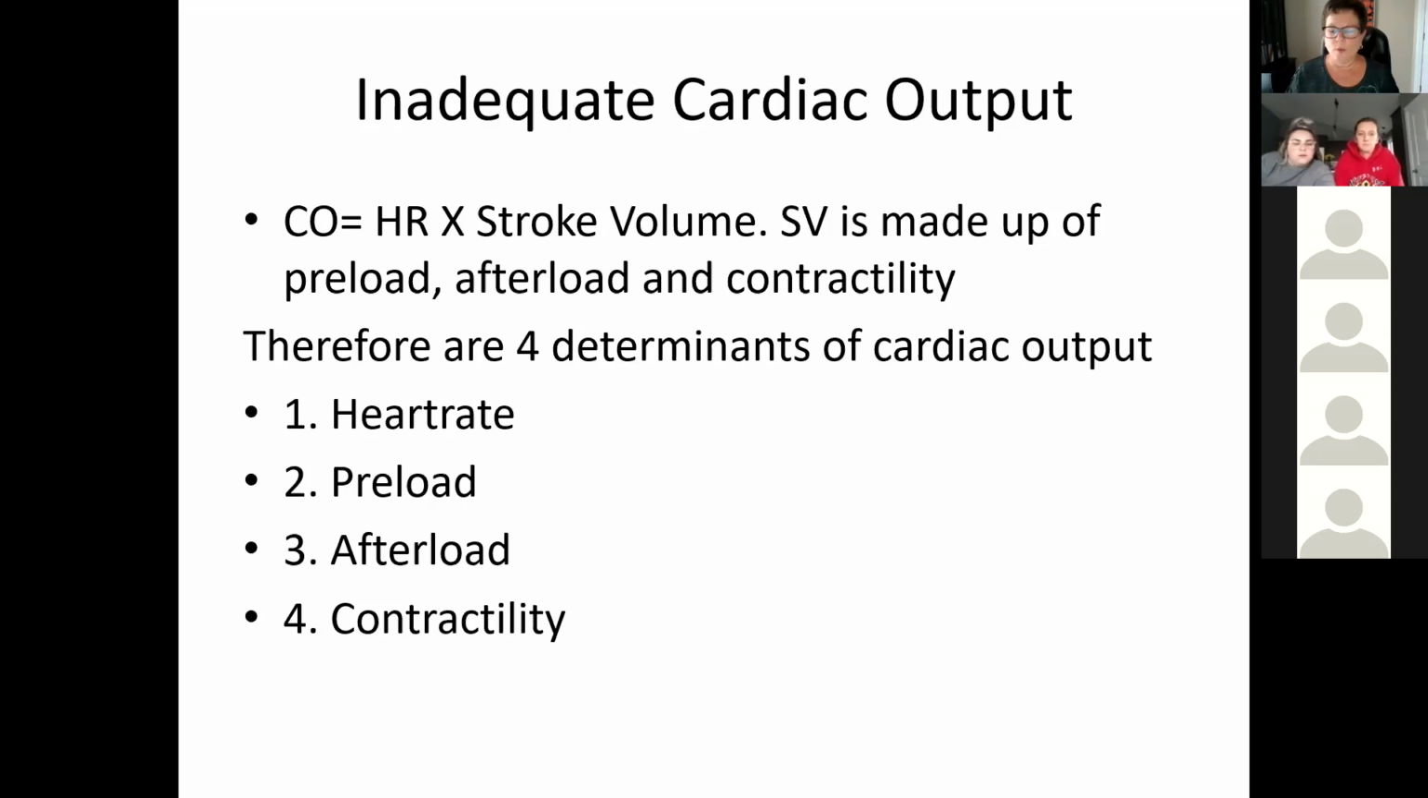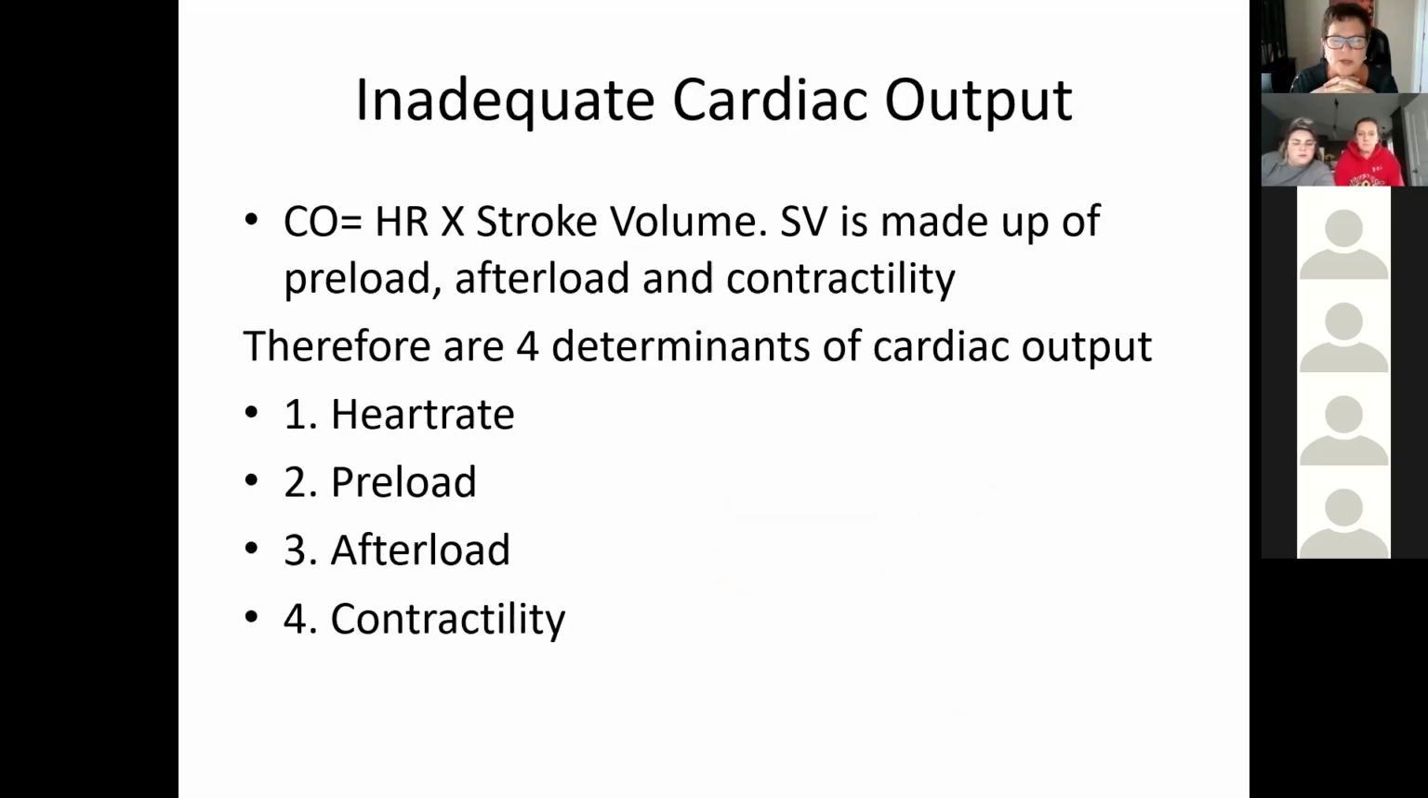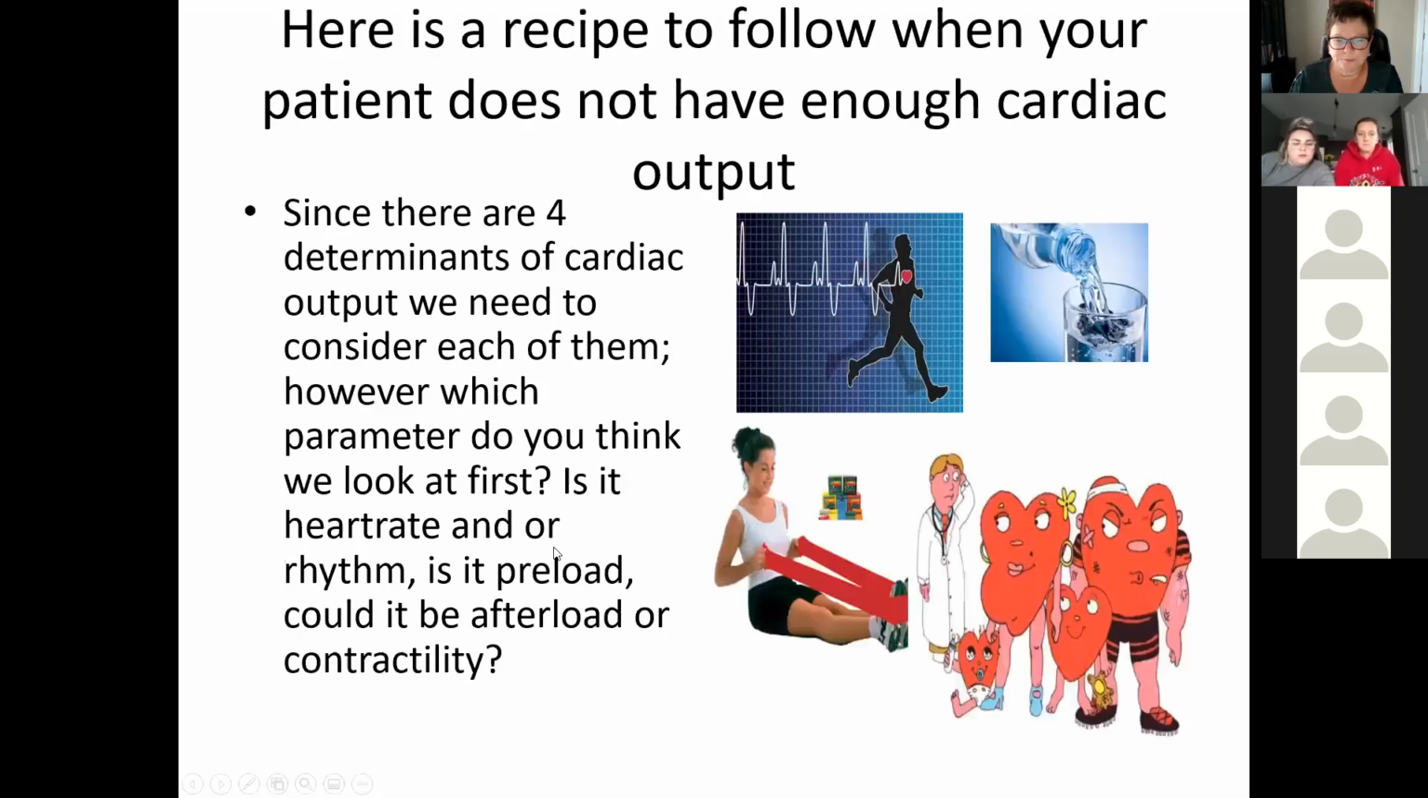So if you took the equation, sorry, I thought I had the equation in there. Oh yes, right here. Cardiac output equals heart rate times stroke volume. Stroke volume is made up of preload, afterload, and contractility. So when I break that equation down, it gives me 4 determinants of cardiac output. And so whenever my patient looks bad, whenever they're symptomatic, there is a quick little recipe that I go through.